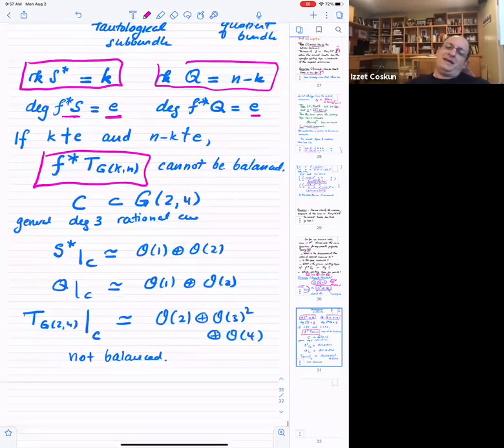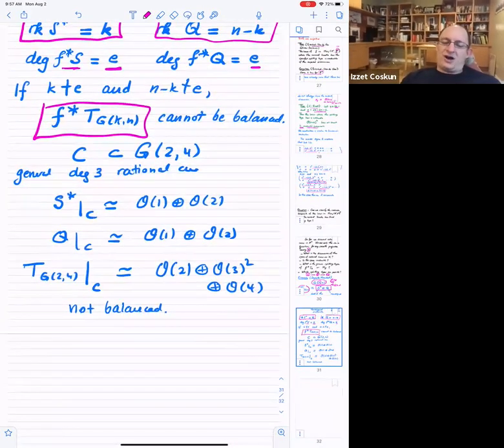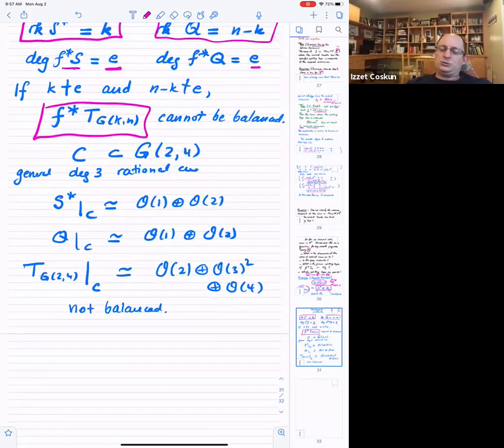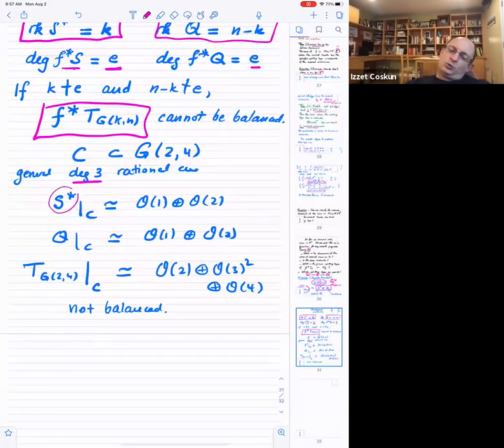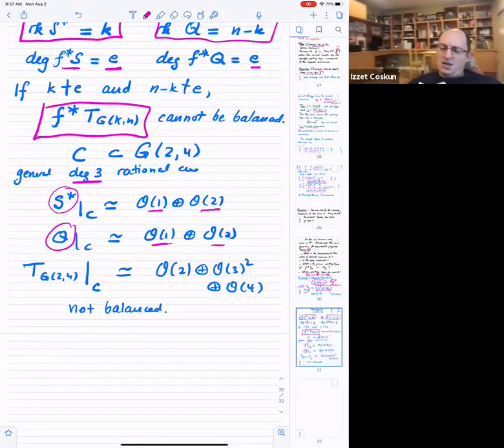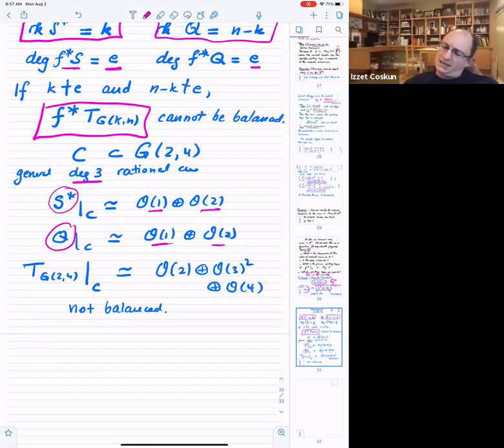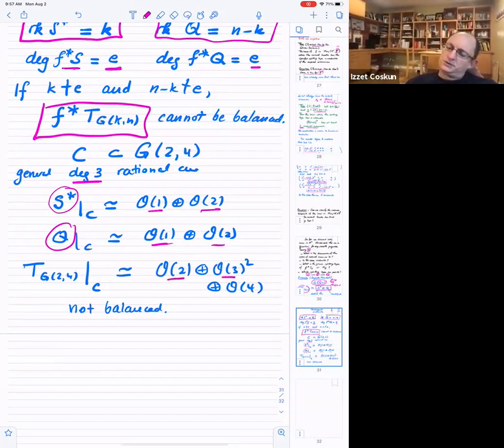If you want to make a real example, you take the Grassmannian of lines in P3, G(2,4), two-dimensional subspaces of a four-dimensional vector space, and you look at the degree 3 rational curve. Typically, S dual and Q split in a balanced way, so they split as O(1) plus O(2) and O(1) plus O(2). But their tensor product now splits as O(2) plus two copies of O(3) plus O(4). So it's not balanced. It's not four copies of O(3).